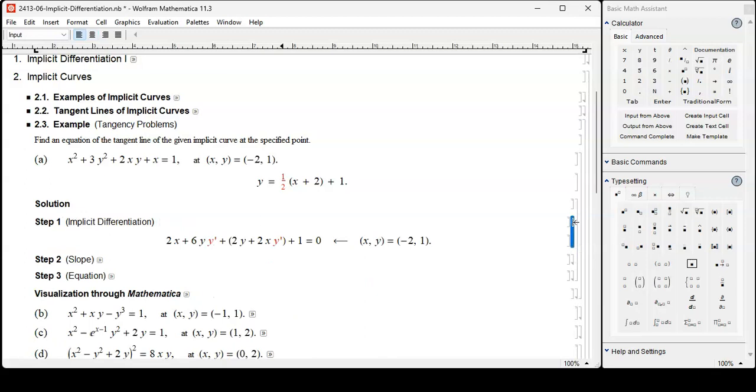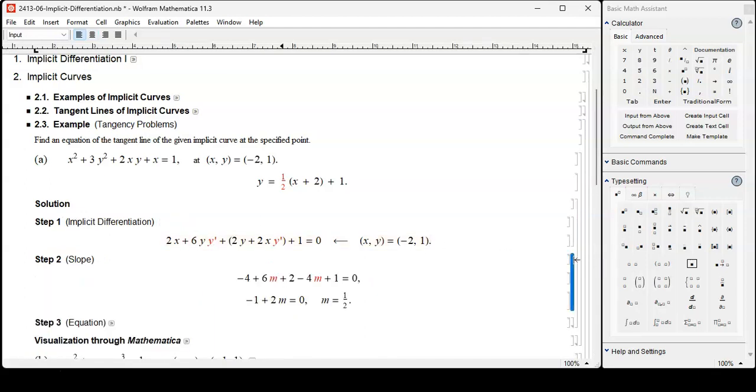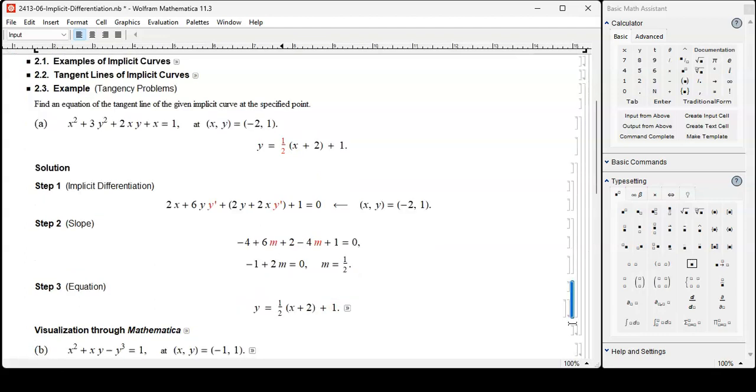What did I do here? Implicit differentiation. And then plug in x is negative 2, y is 1, and y prime is m. Solve the equation, and then the point-slope equation. The same thing I did earlier.